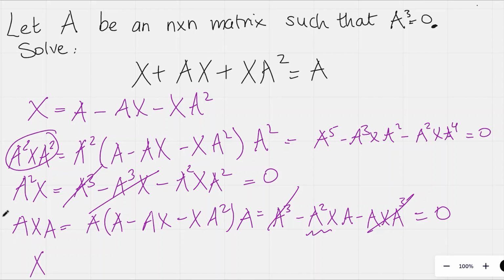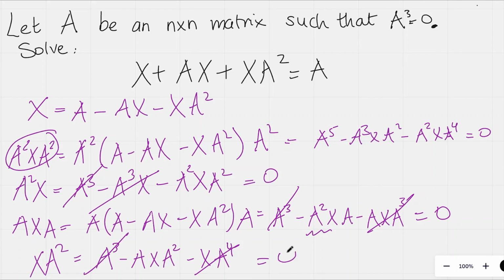So the next one we're going to consider is x times a squared, so a squared on the right. And now what is this thing here? Again, we're just going to go from this thing here and post multiply by a squared. So we're going to get a times a squared, which is a cubed, minus a x a squared, minus x a to the 4. A cubed is 0, a to the 4 is 0, a x a squared, that has an a x a in it. So this thing here is also going to be 0. So we found a bunch of matrices so far which are 0, and you can kind of see, like, now we've shown that x a squared is 0, we can kind of get rid of this term.